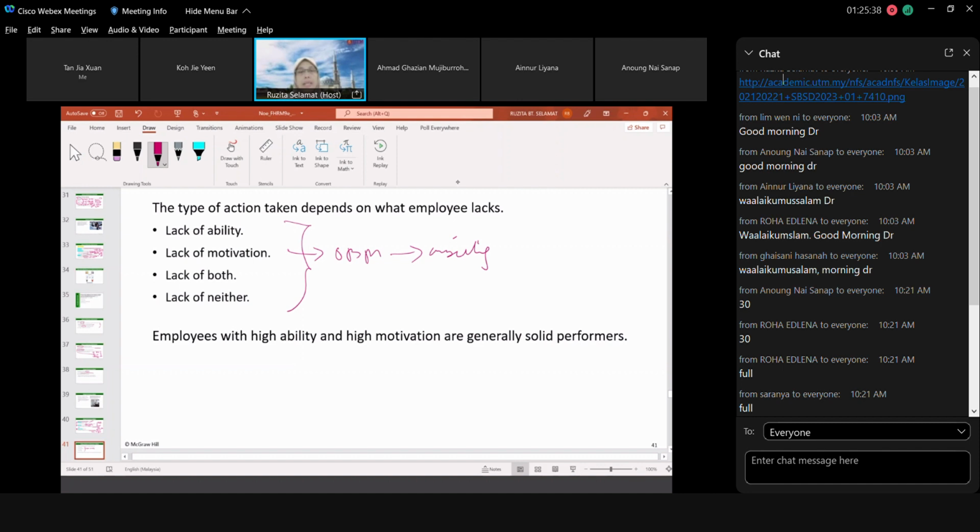Okay, ataupun kalau lack of both, apa nak buat pula? Mungkin training plus counselling. Kalau lack of neither, maksudnya tak ada masalah tapi simply tak nak buat kerja, mungkin kena ambil tindakan disiplin. Okay, ataupun kalau memang dah tak fit to work, bolehlah kita terminate kan atas dasar dia kerja tak perform.